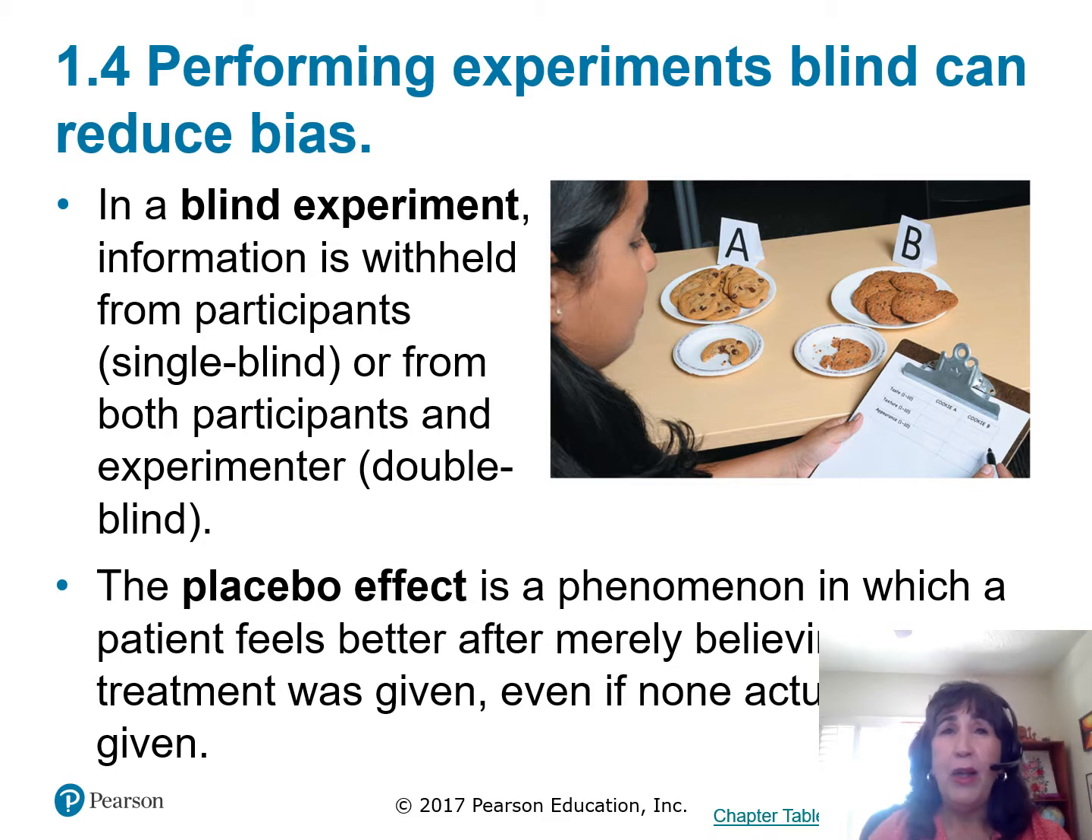There's also something called the placebo effect. The placebo effect is like the sugar pill. You know how sometimes you give a patient a sugar pill and you tell them that it's medicine, and then after a while they start feeling better, but it's something psychological rather than actually physical. So the placebo effect is a phenomenon where you feel better, you feel a change, even though there is no treatment. So we also try to avoid the placebo effect.